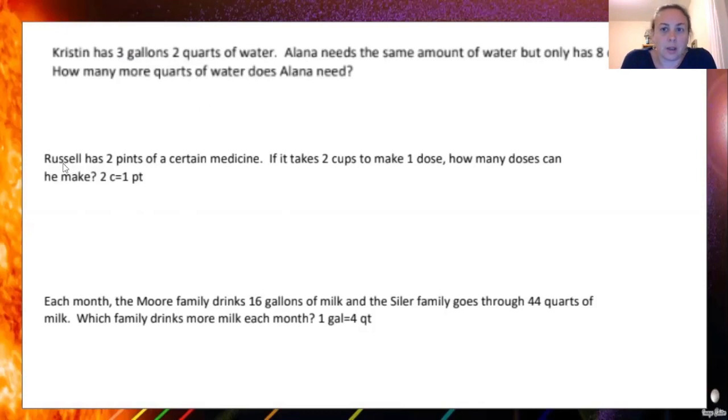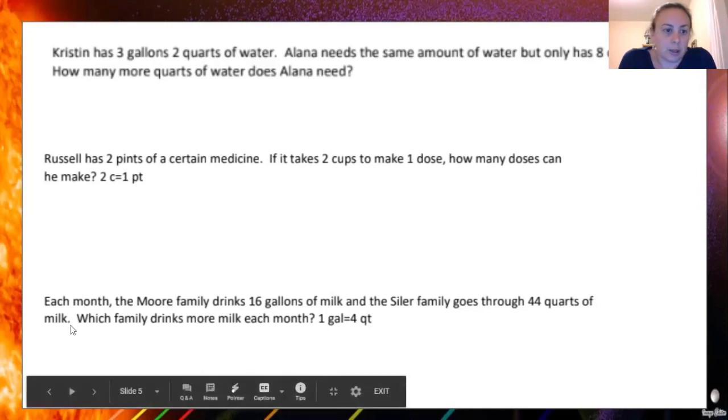All right. And this one, again, you can go back and use your charts that you just filled in the last part. Russell has 2 pints of a certain medicine. If it takes 2 cups to make 1 dose, how many doses can he make? And 2 cups equals 1 pint.